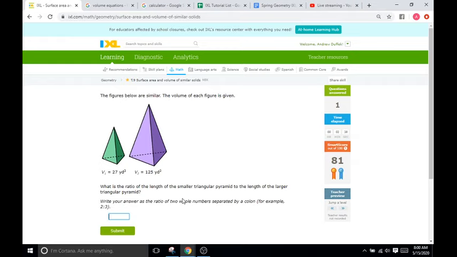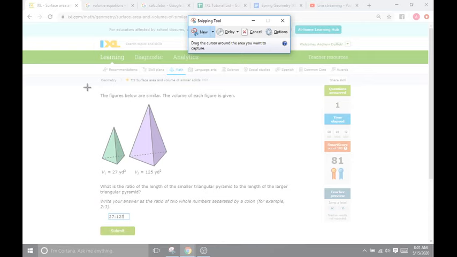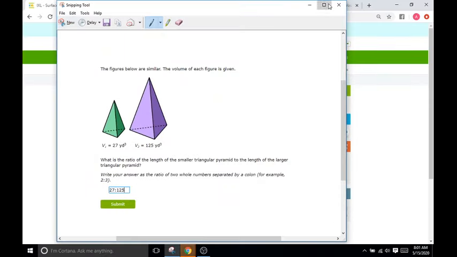Okay, so we'll do our ratio here. We'll do 27 to 125. And this time we're going to work backwards. So since we're dealing with a volume, they give us the volume. That means these are already increased by cubing our lengths. And so we're going to do the opposite. We're going to do cube root both sides. And I'll show what cube root looks like, just to give you an idea of what we're doing here.